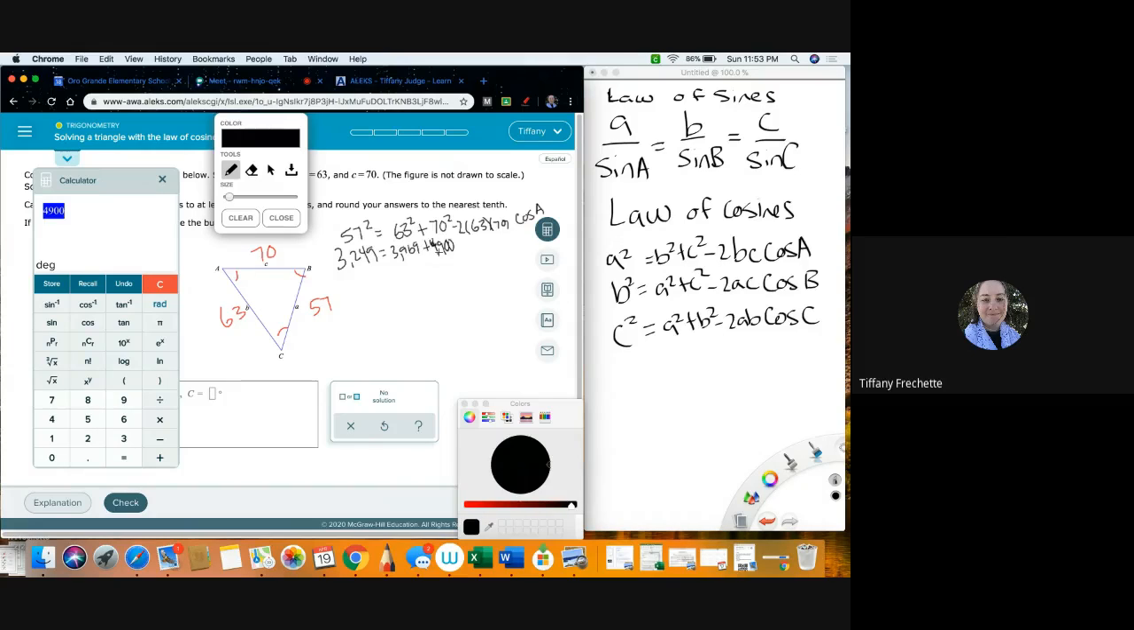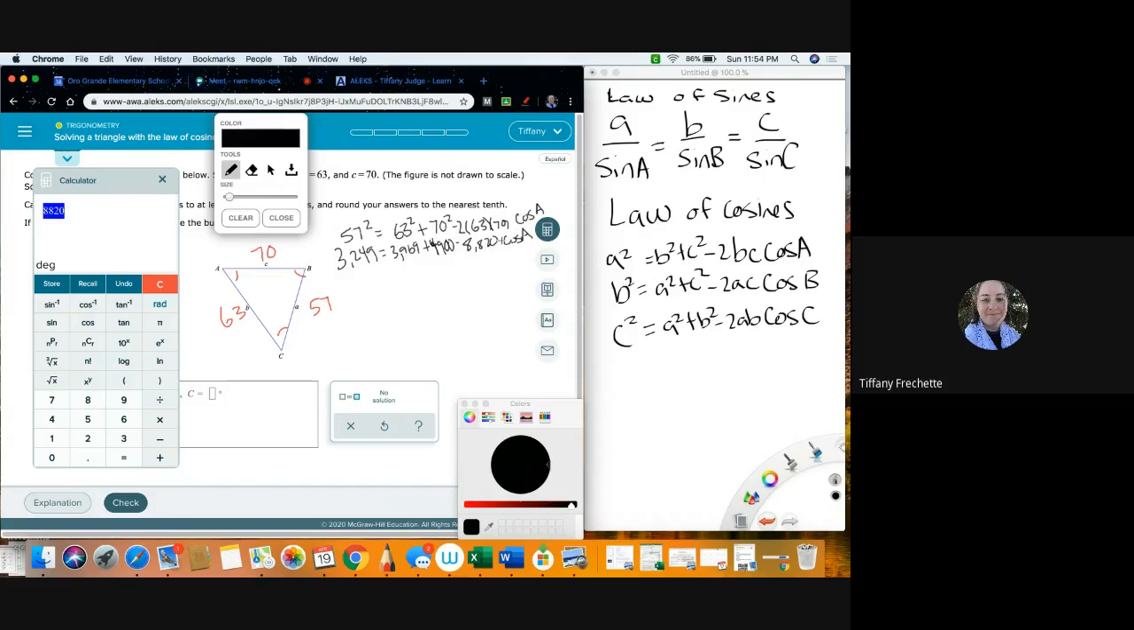4,900. I'm trying to squeeze this in here because I'm going to end up running out of room again. All right, so we have 2 times 63 times 70 equals, and we get 8,820 times the cosine of A. So now I can add some like terms together. I can't do anything with this 8,820 yet.